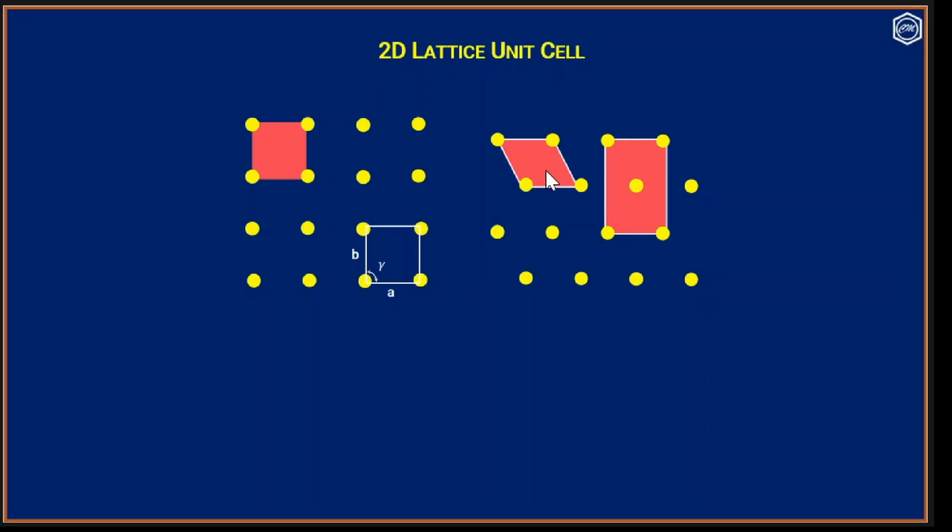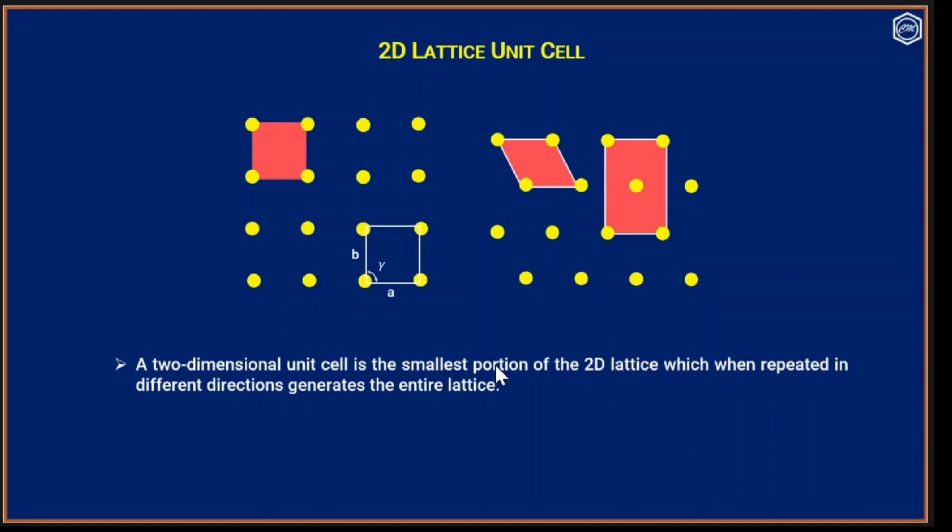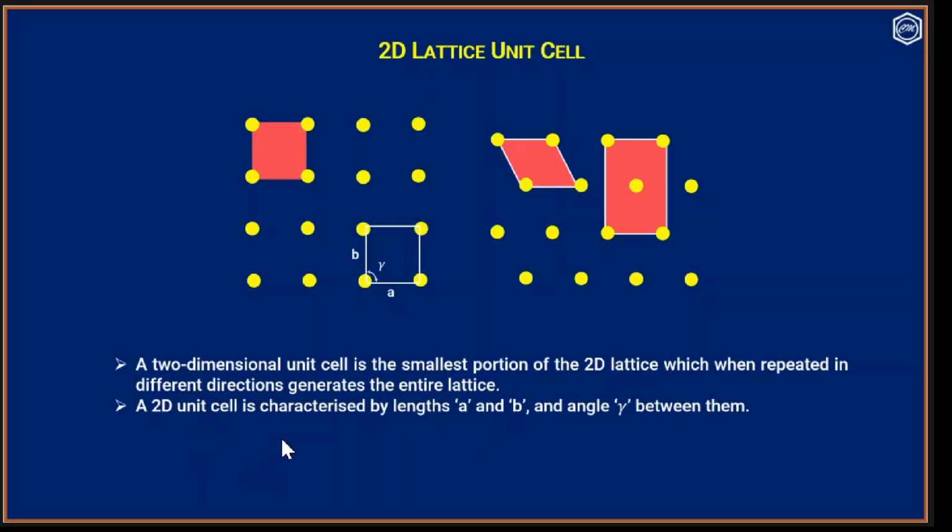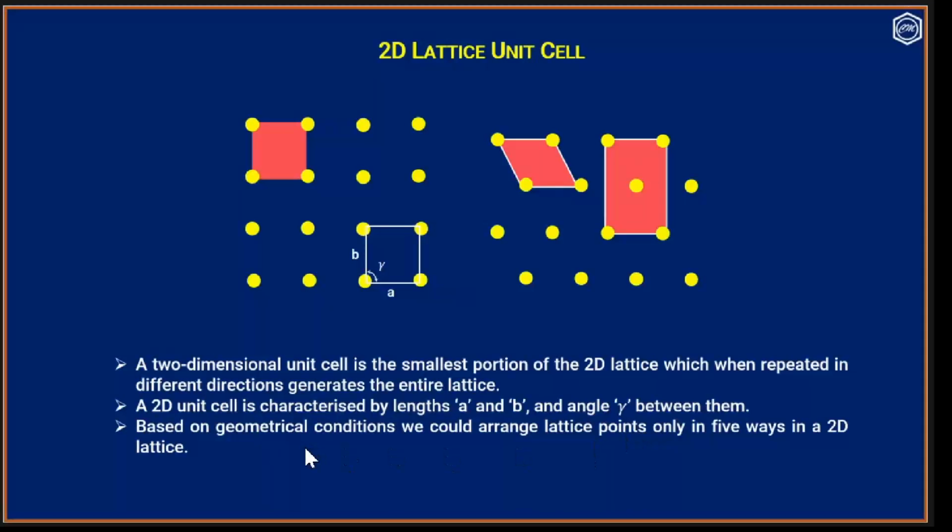Based on geometrical conditions, we can have only 5 different unit cells in 2 dimensions, and these are the 5 2D Bravais lattices. A 2-dimensional unit cell is the smallest portion of the 2D lattice, which when repeated in different directions generates the entire lattice. A 2D unit cell is characterized by lengths a, b and angle gamma between them. Based on geometrical conditions, we could arrange lattice points only in 5 ways in a 2D lattice, and these are the 5 2D Bravais lattices.